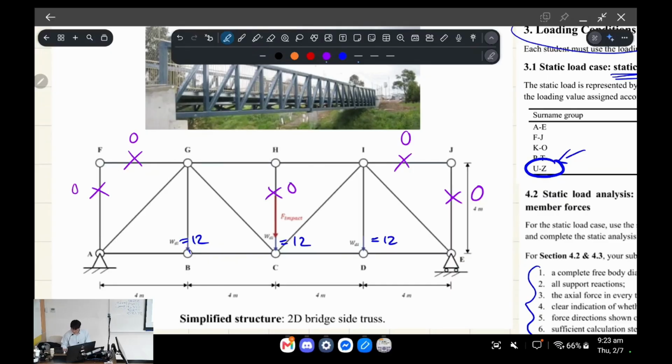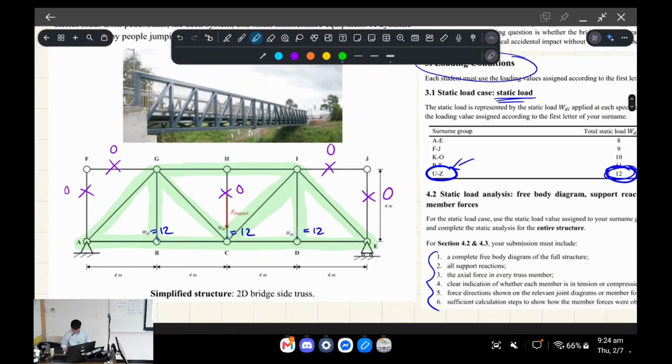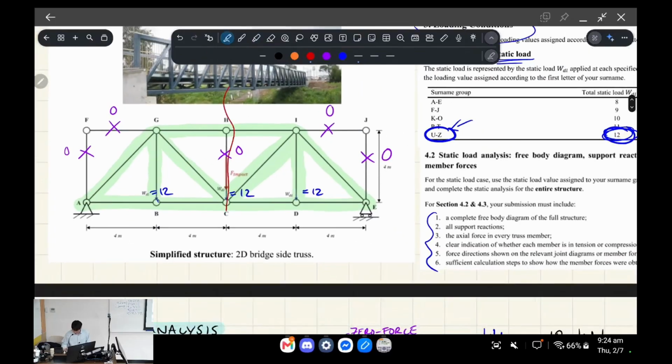When you've chosen your option for your truss, you're going to go through and figure out which ones are the zero force members first. That's the first thing you want to do. That leaves the remaining truss like so. So here are all the truss members which we actually care about solving for that are non-zero force. The other thing to realize about this question is the symmetrical loading.